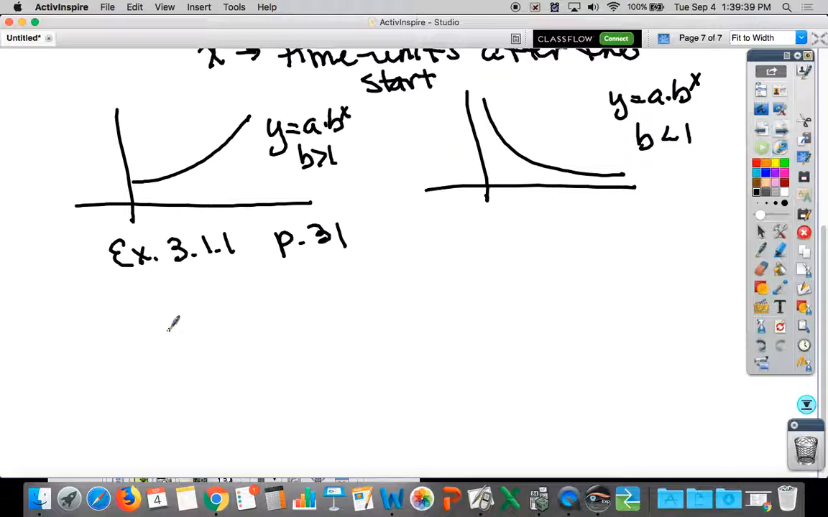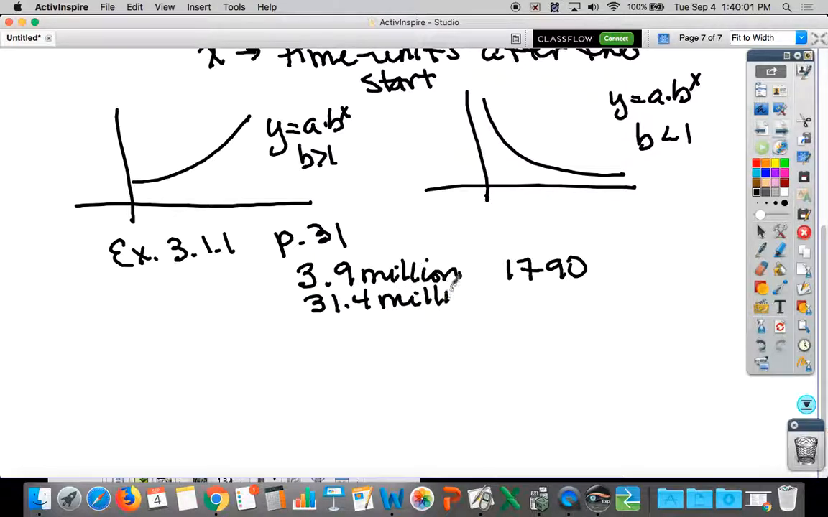Now, what I'm going to sit here and do, I'm going to write down the key pieces of information. So the first thing I have is a population of 3.9 million, and that occurred in 1790, correct? Then the next population I have is 31.4 million, and that occurred in 1860. And then it wants us to find out the population in 1990.